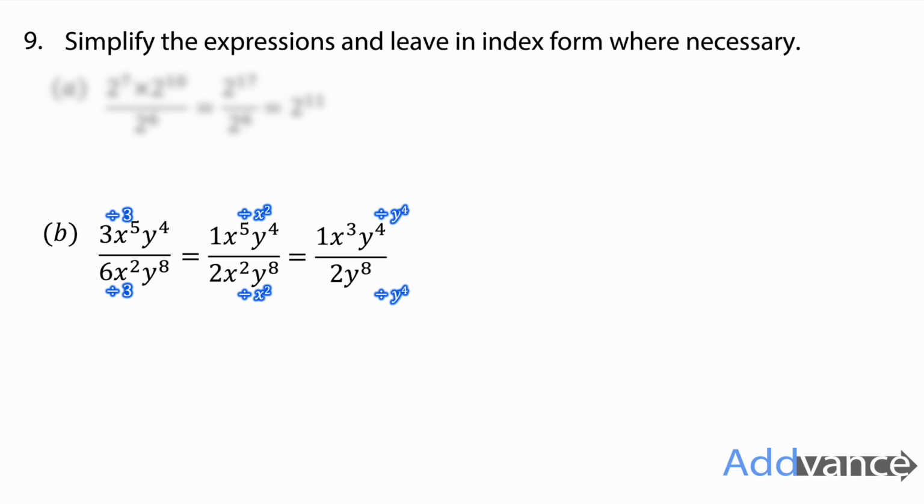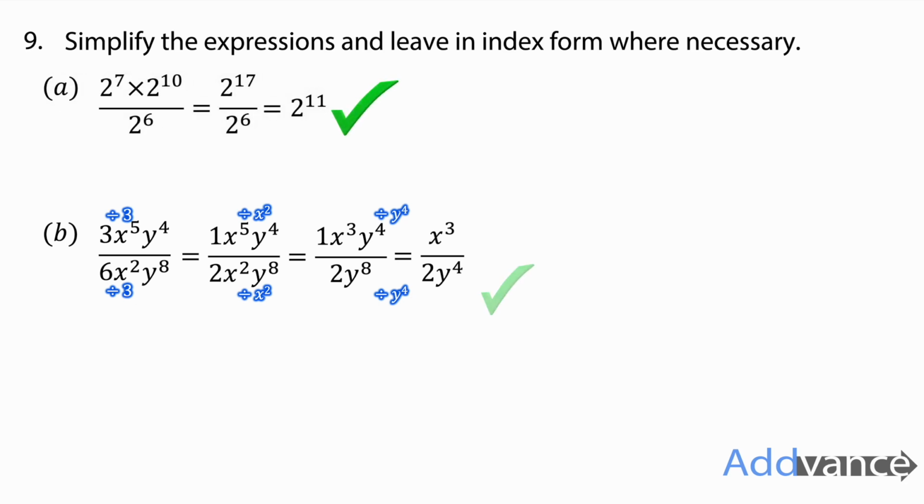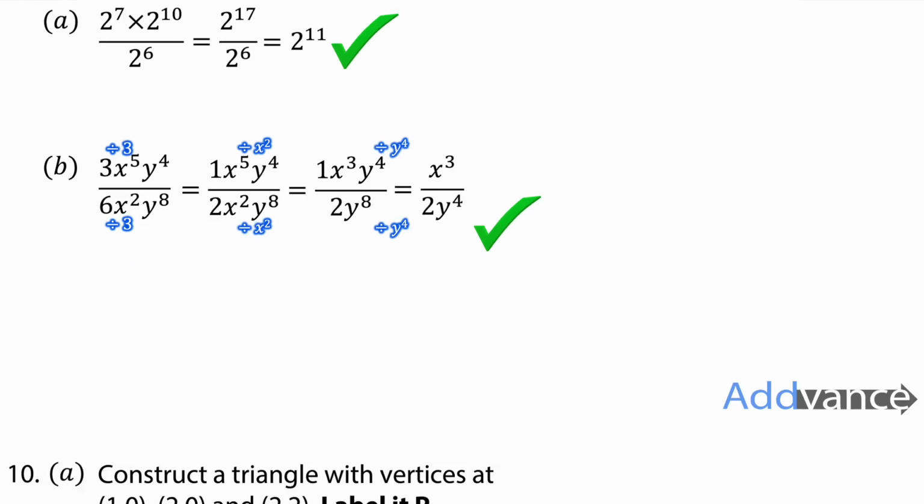Next, we have y to the power 4 divided by y to the power 4, and y to the power 8 divided by y to the power 8. The y to the power 4 divided by y to the power 4 disappears, and y to the power 8 divided by y to the power 4 becomes y to the power 4. This is the final answer now. We have simplified this expression. We did that step by step, focusing on the numbers, then the powers of x, then the powers of y.